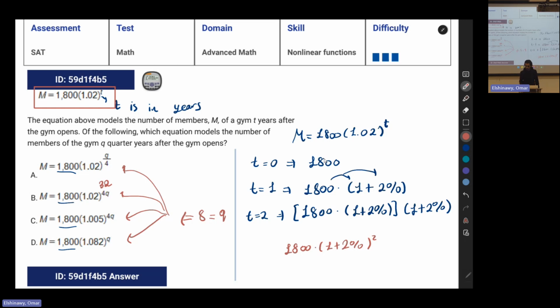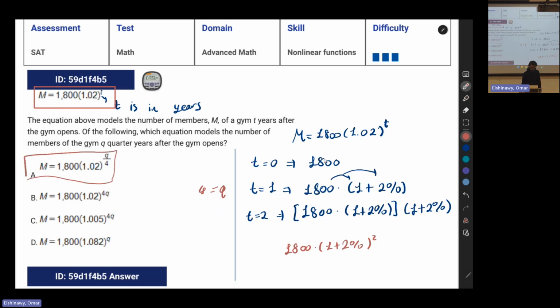You don't have to take q equal to 8. You can take q equal to 4. And if you do that, you will get t equal to 1. Right? So you would get 1,800 times 1.02. And none of the other choices will give you that. That is the answer. Now notice that the question looks a bit scary, but the answer is quite simple.